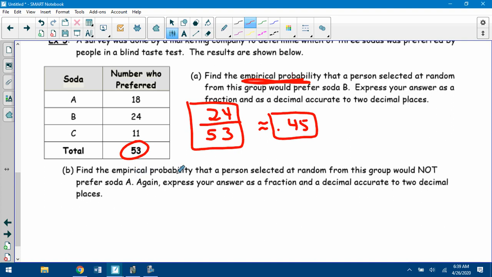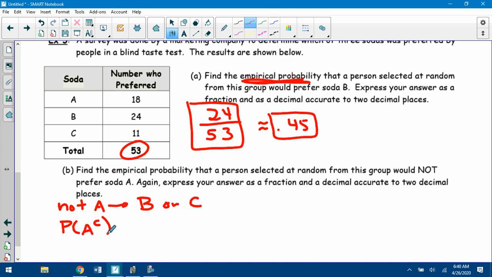Find the empirical probability, again, empirical because it's based off of an experiment that was run, that a person selected at random from this group would not prefer soda A. Again, express your answer as a fraction and as a decimal accurate to 2 decimal places. Okay, so let's think about what this means. Not preferring A means what? Preferring B or C. So just to get used to notation, I could write this as probability of A complement.